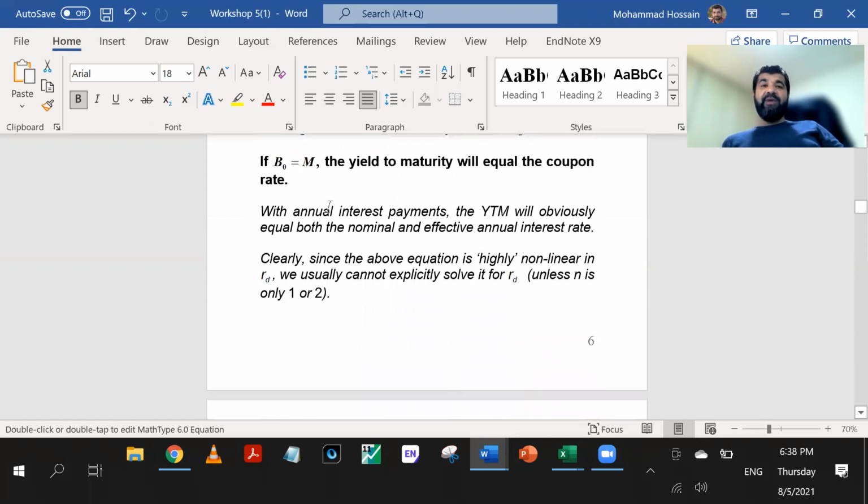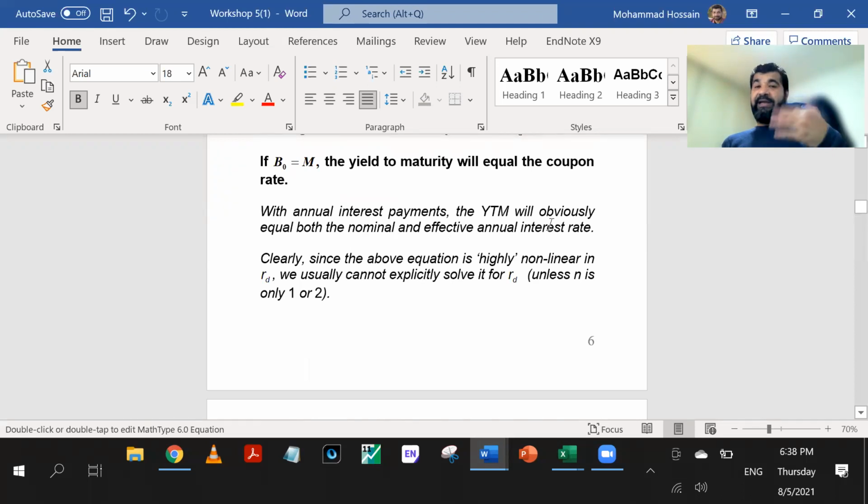So they say with annual interest payments, YTM will obviously equal both the nominal and effective interest rate. If it is just an annual interest rate, it's normal. But if it is more than annual, if it's semi-annual or monthly, quarterly payment, then it's different. Remember, in our previous classes we said that if you pay the interest more than once, the effective interest rate is actually more than the nominal interest rate. That's what they mean.